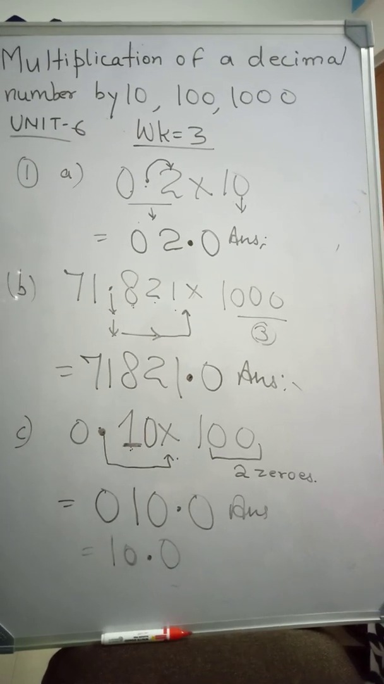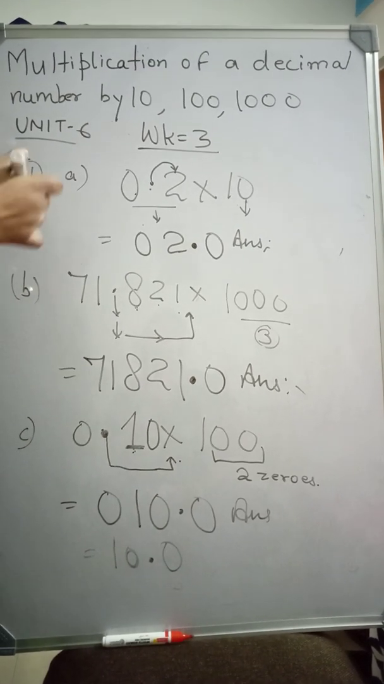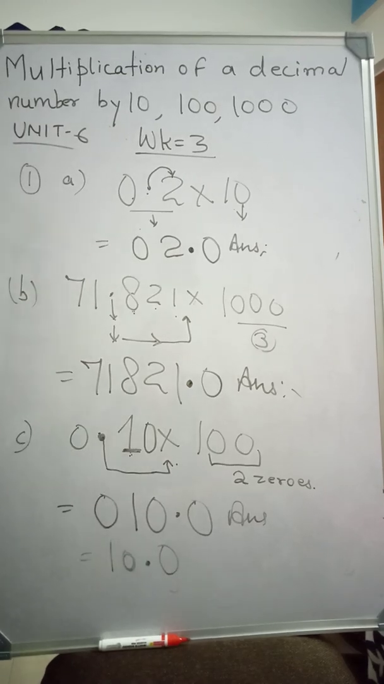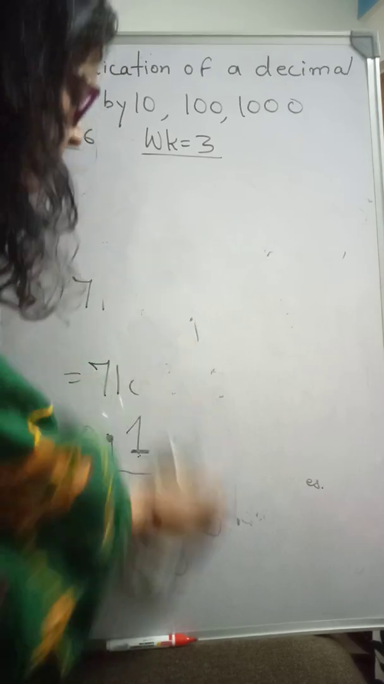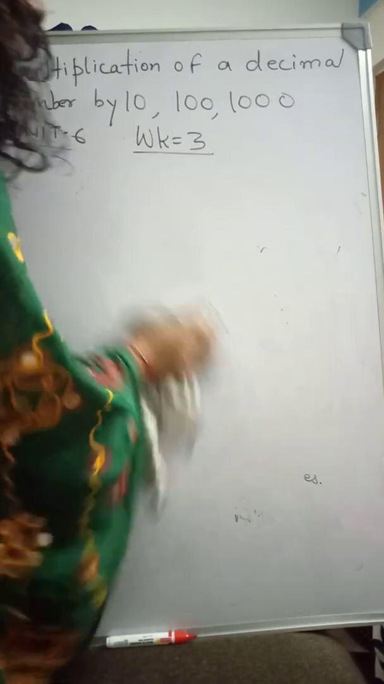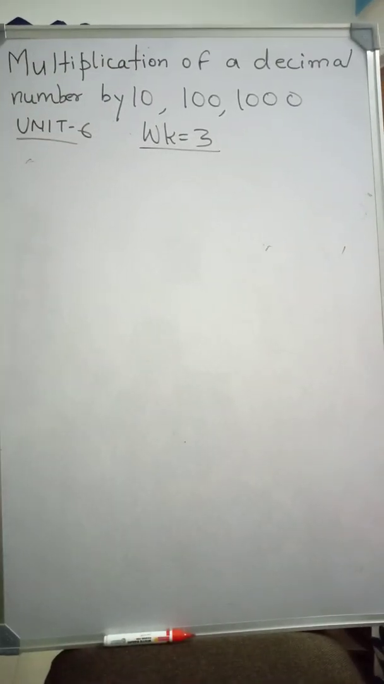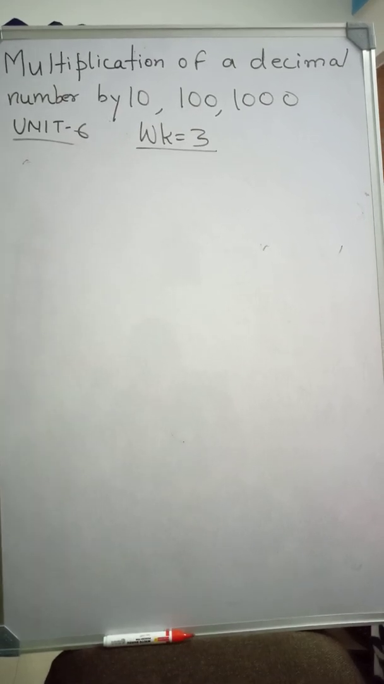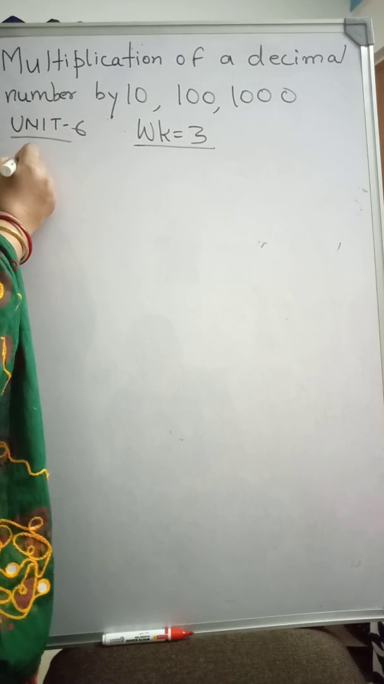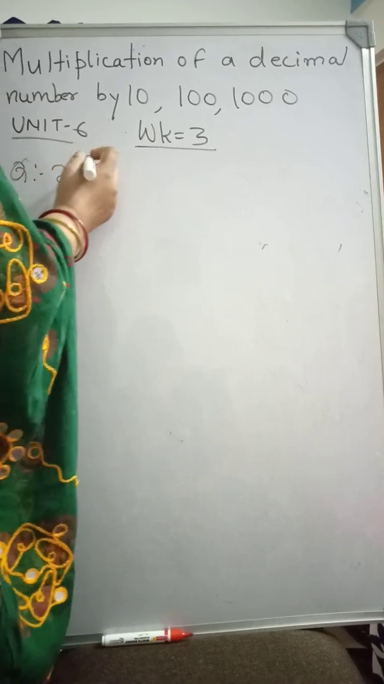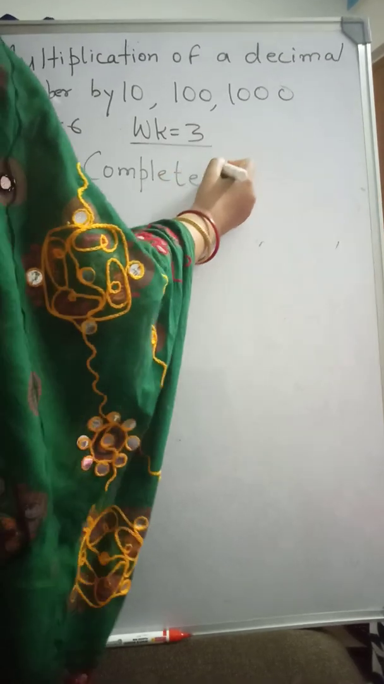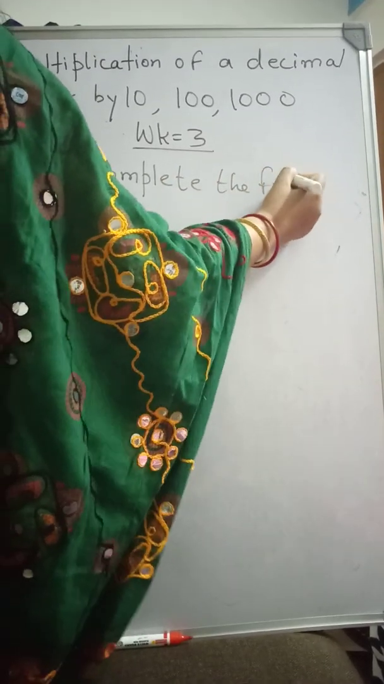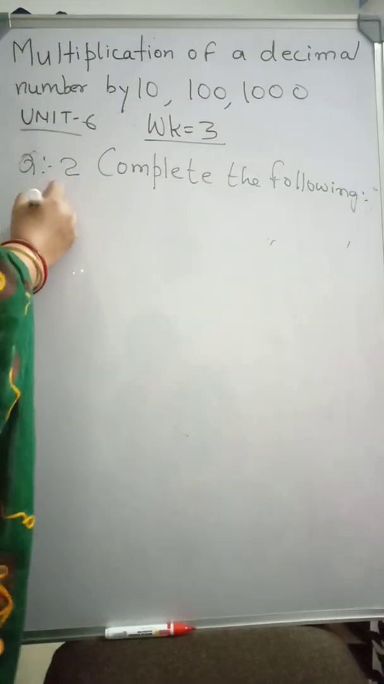Now let us explain worksheet number 3, question number 1. Now in question number 2, it is the fill in the blanks. Question number 2 is complete the following. Right? So let us start A.